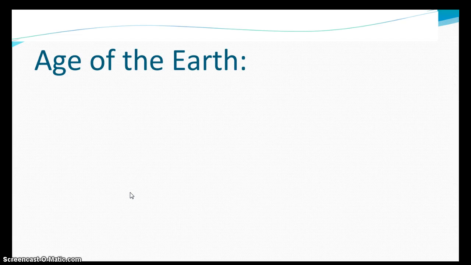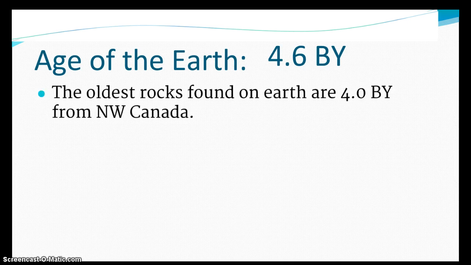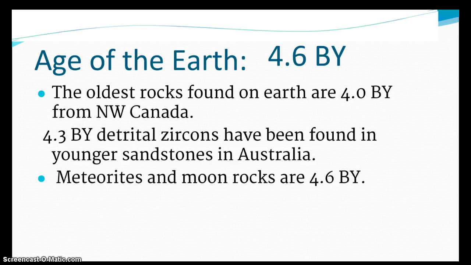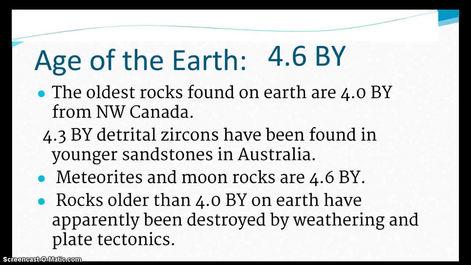So most of you guys know that the age of the Earth is about 4.6 billion years, and how they figured that is that some of the oldest rocks found on the continents is 4 billion years old, and that's actually in northwest Canada. There's also some detrital zircons that were found in some younger sandstone, dated back to about 4.3 billion years ago. We know that meteorites and moon rocks are about 4.6 billion years. So anything older than 4.0 billion years ago would have probably been destroyed by weathering and or plate tectonics.